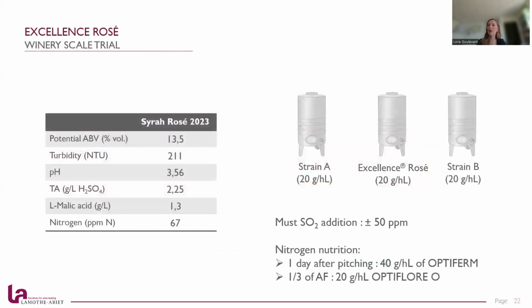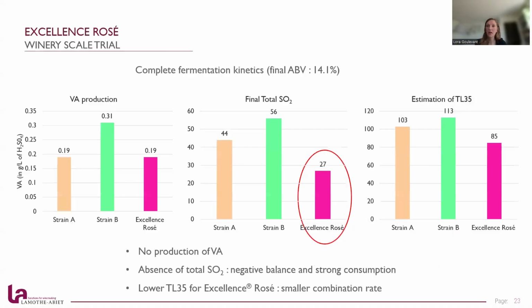So we did other trials. This trial was on a Syrah Rosé. We had 3 different tanks, same must. So we added 50 ppm of SO2 on must, and then we wanted to see the difference after fermentation between the 3 different tanks, the 3 different strains.